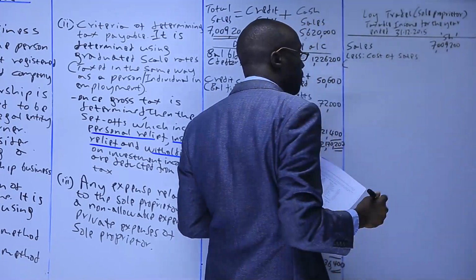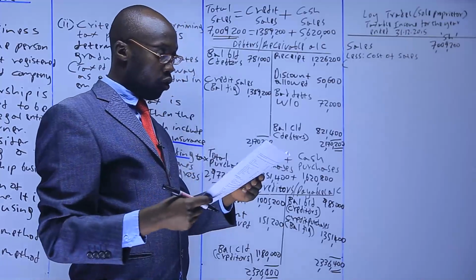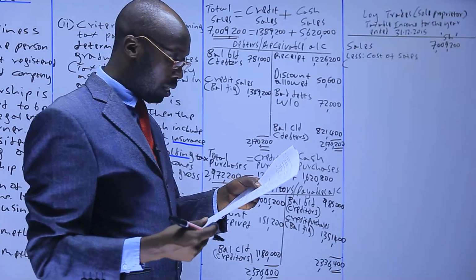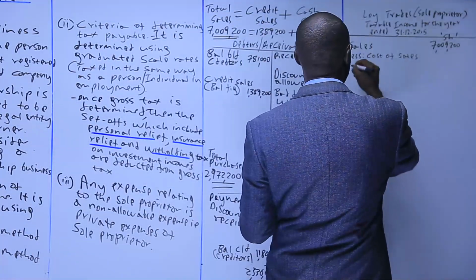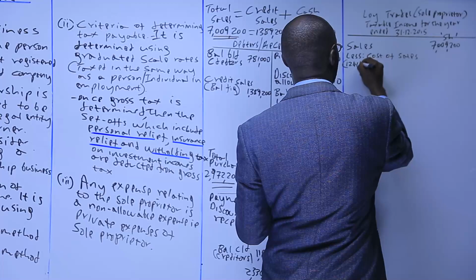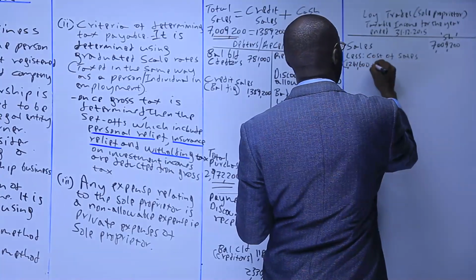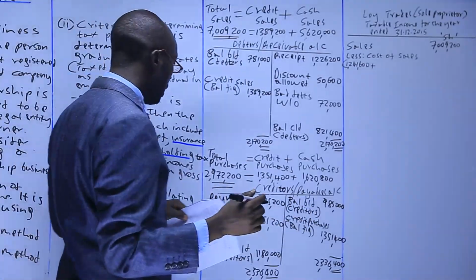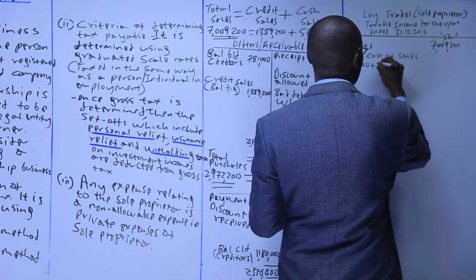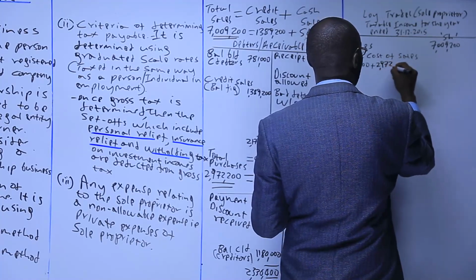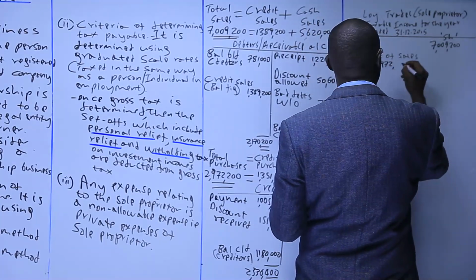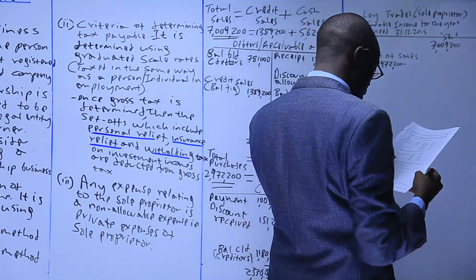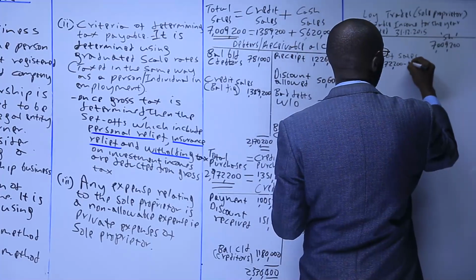For the cost of sales, we start with opening stock. Opening stock is in the summary of the assets and liabilities. Inventory at the beginning, 1,241,600, plus the purchases. The purchases is the one that we determined here, 2,972,200. We minus the closing stock, which we have 1,486,000.